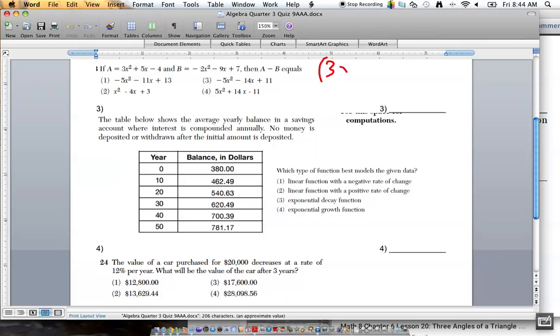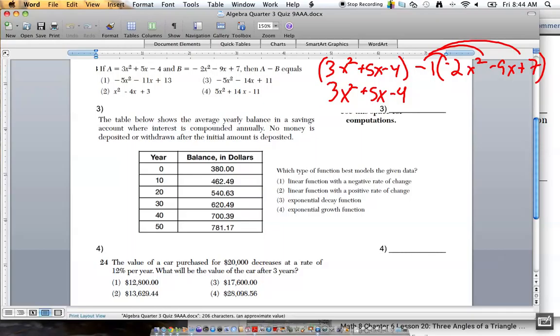So A is 3x squared plus 5x minus 4, minus, and you have to make sure that you put parentheses around the B, because parentheses are known as grouping symbols. You're subtracting the whole thing of B. So there it is. Now, when I see the minus in front of the package, it's as if there's a negative 1, and I have to distribute it to all the terms. So 3x squared plus 5x minus 4 plus 2x squared, because to multiply by a negative means to change the sign. So that becomes positive 2x squared plus 9x and minus 7.